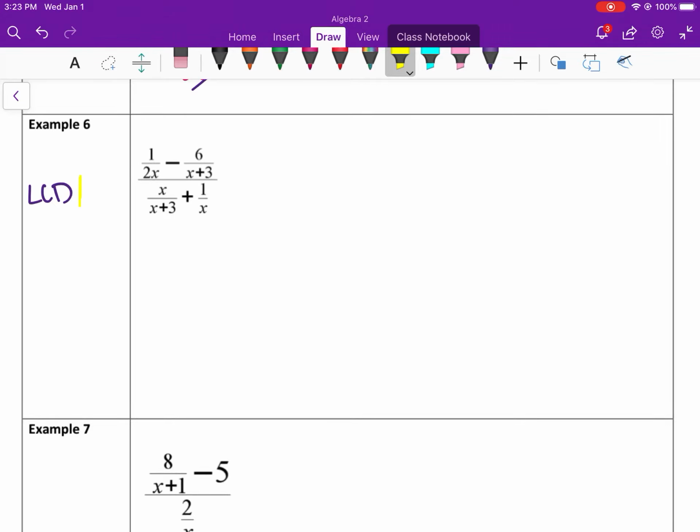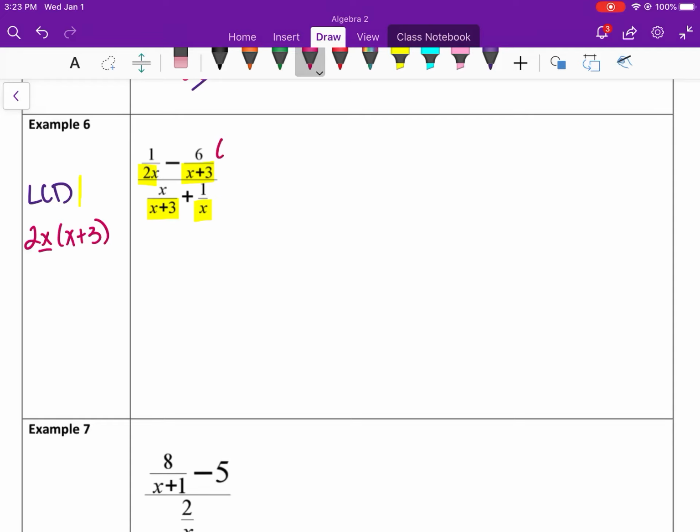Lowest common denominator of 2x, x plus 3, and x. So I know I need a 2x and I need an x plus 3. And then this bottom one is an x that's already taken care of here. So 2x(x plus 3) will be my common denominator.